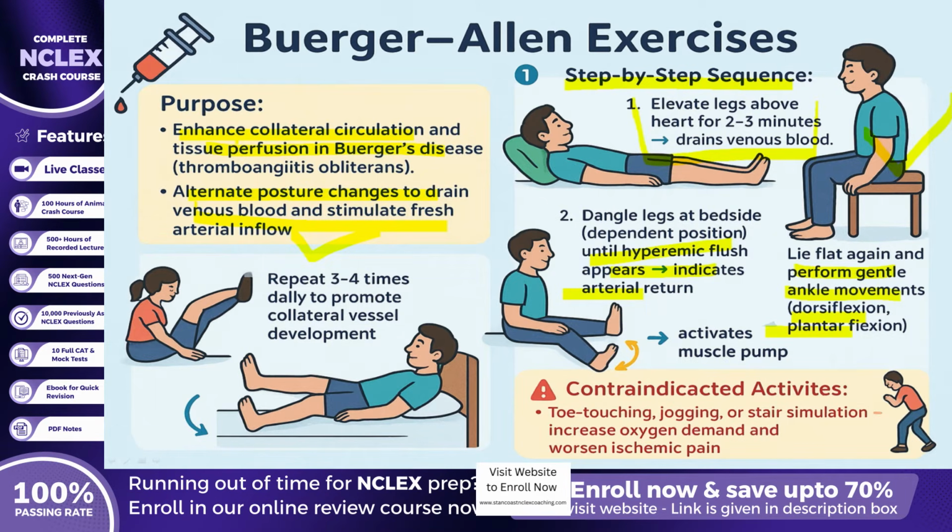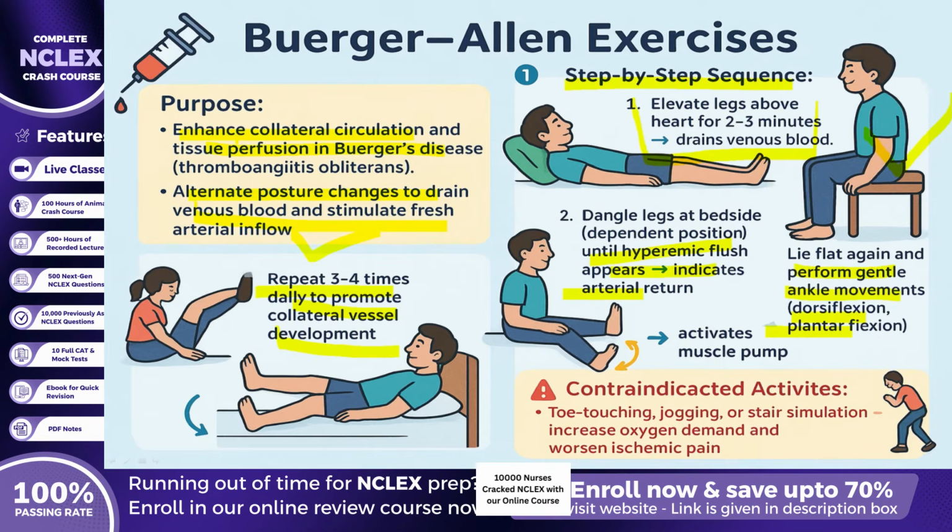These exercises should be performed 3 to 4 times daily to encourage the development of collateral vessels and adaptive perfusion in ischemic tissues. This conservative measure is particularly important for patients who cannot undergo surgical revascularization. The nurse should also teach that any exercise involving weight-bearing, toe-touching, or jogging is contraindicated, as such activities can aggravate ischemic pain and worsen symptoms like intermittent claudication or rest pain.